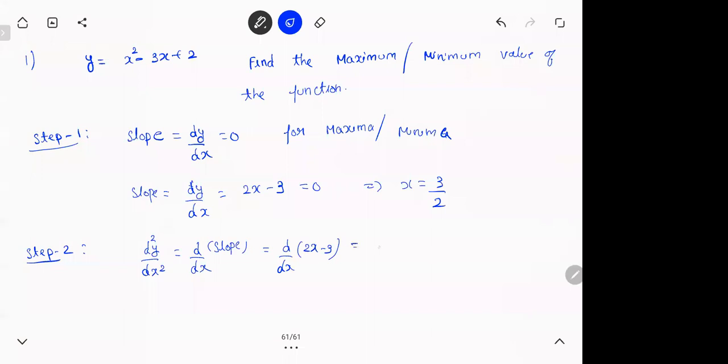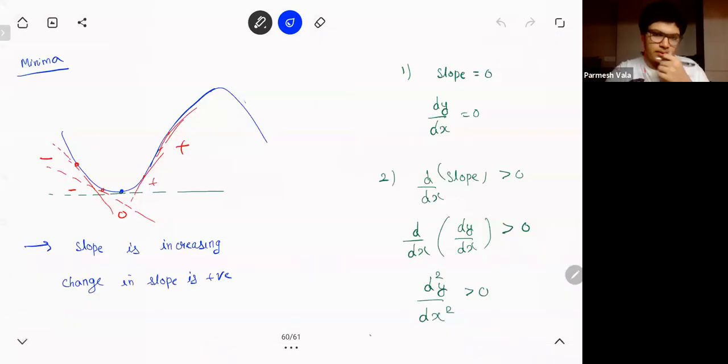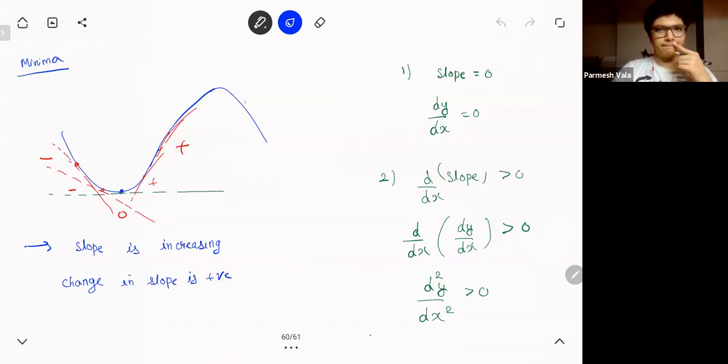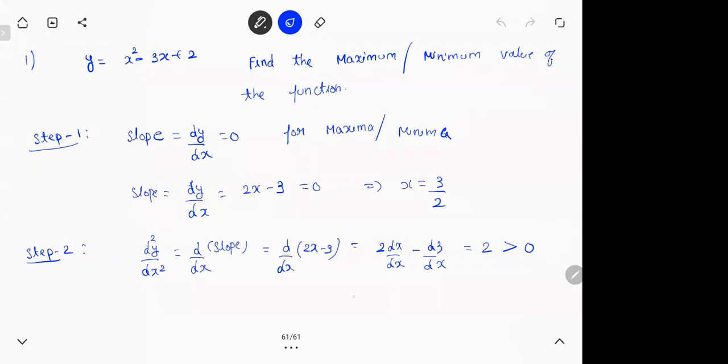So this would be how much? 2. This will be 2 dx by dx minus d3 by dx. Second term is 0. So this is 2. Agreed? Is this greater than 0 or less than 0? This is greater than 0. So if it is positive, which condition is minima? If you see, this is the condition of minima. That means, therefore, at x is equal to 3 by 2, we get minimum value. We don't get maximum.